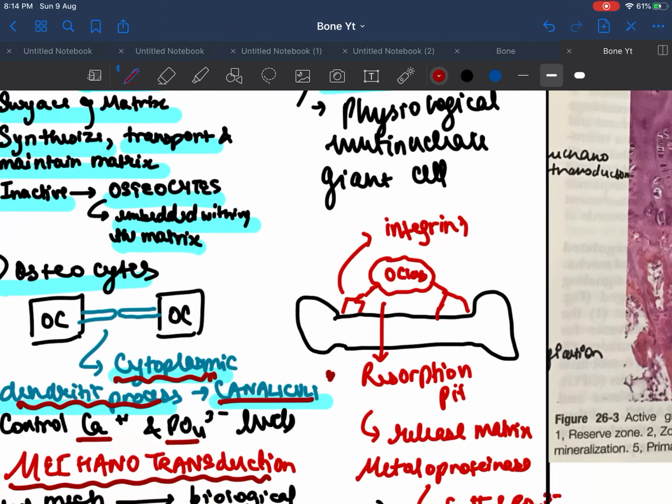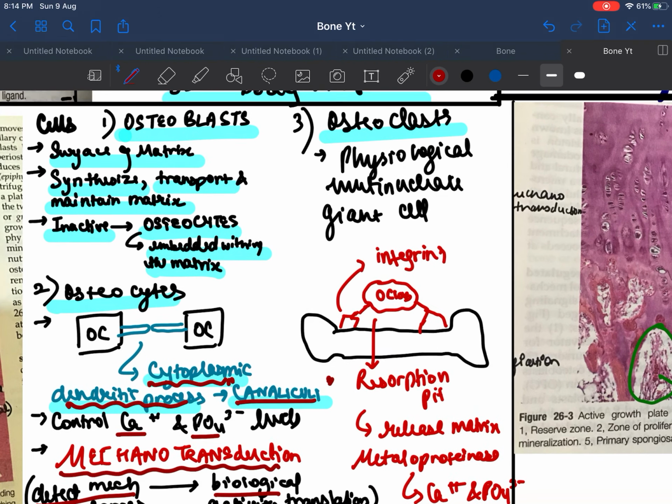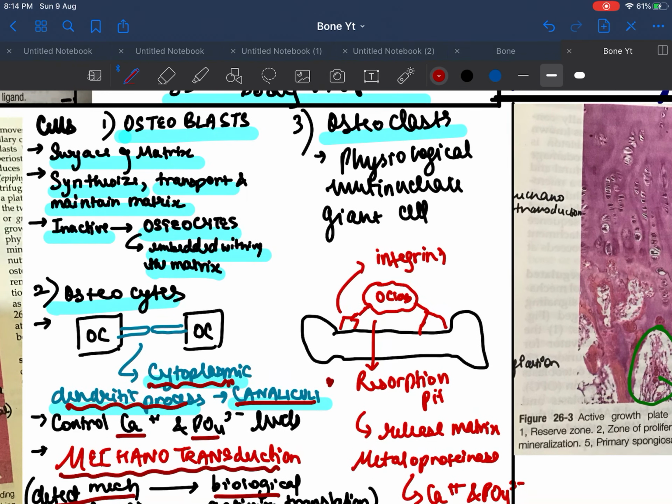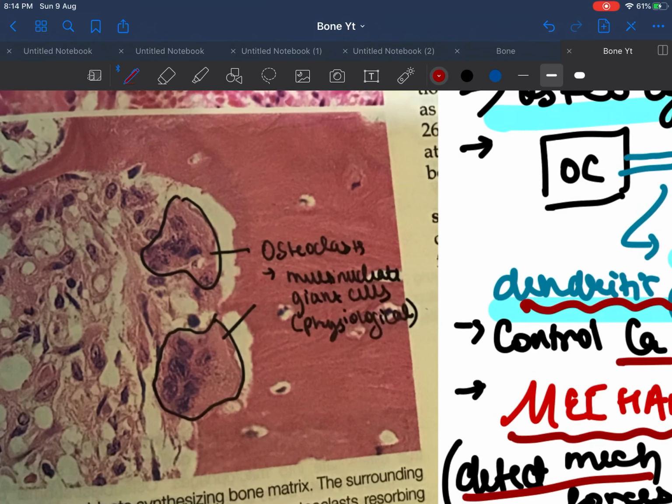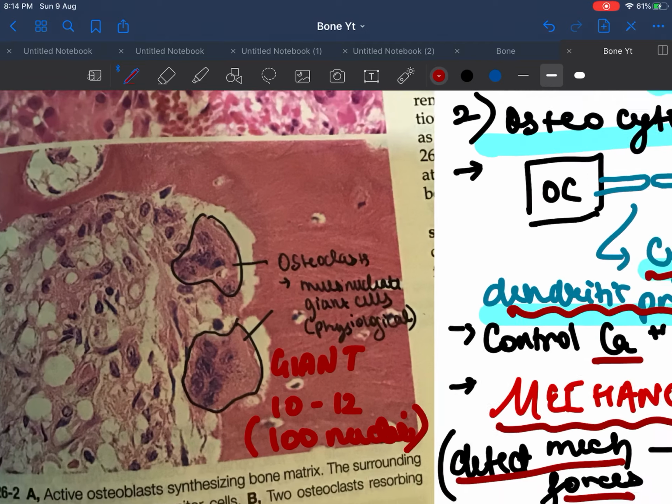Now coming to the most important cells in the bone, these are the osteoclasts. It is a multinucleate giant cell, but please remember that it is a physiological giant cell, not a pathological giant cell, which is very obvious. I'll just show you one of the osteoclasts. You can see it's a giant cell, and it is multinucleate. In some conditions, it can even have up to 10 to 12 nuclei, and in other conditions, up to 100 nuclei may also be present. I'll come to the conditions later.